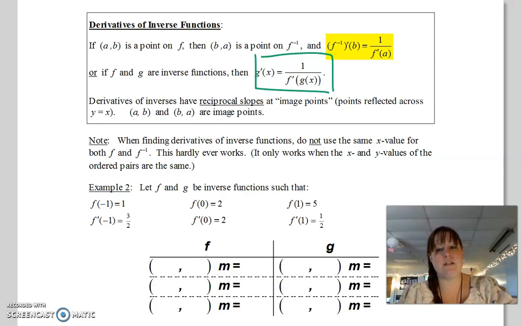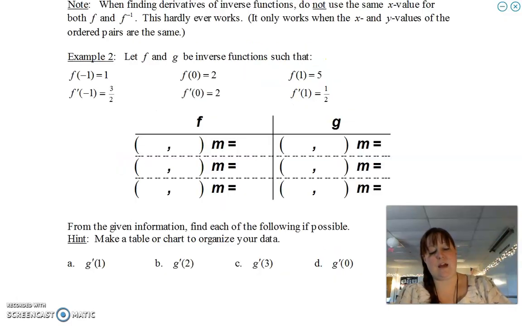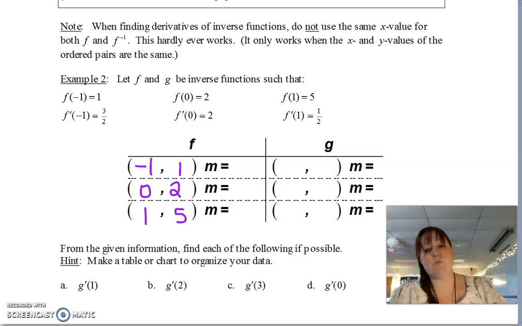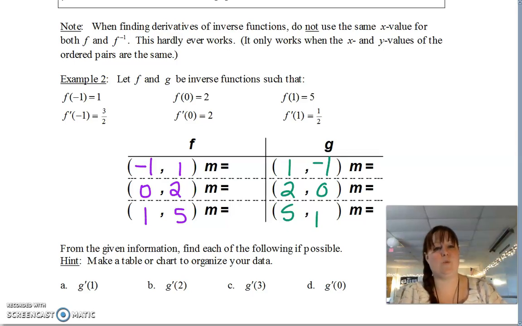So let's take a look at how this actually works. We have two functions, f and g, and they gave us some information about f and some information about g, and g is the inverse of f. We know there are some points on f, so let's fill those out. The point -1, 1 is on f, the point 0, 2 is on f, and the point 1, 5 is also on f. What do we know about the points on g? They would be 1, -1, 2, 0, and 5, 1, because they're image points, so they just flip x and y.